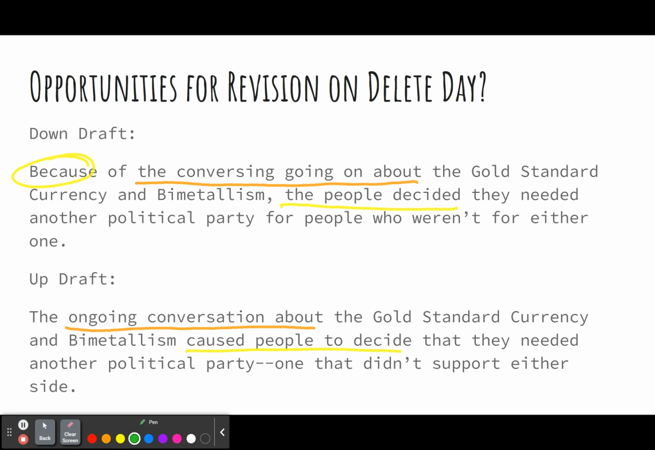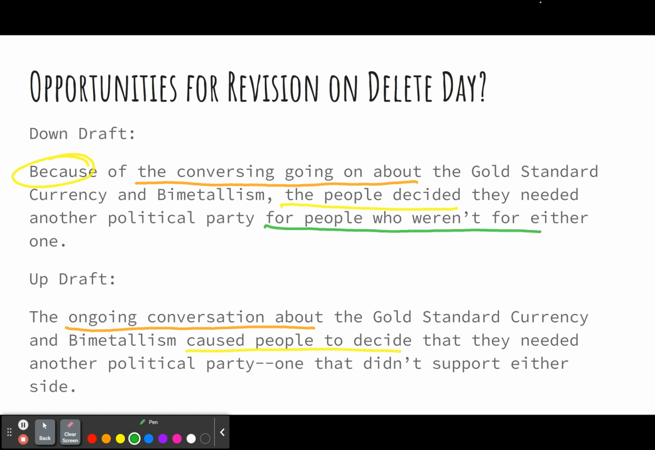So now already you can see how you've got this idea that, okay, they're saying people are already talking about something. There's an ongoing conversation about these two things. It's making people have to decide something. And what they decided is that they needed another political party.